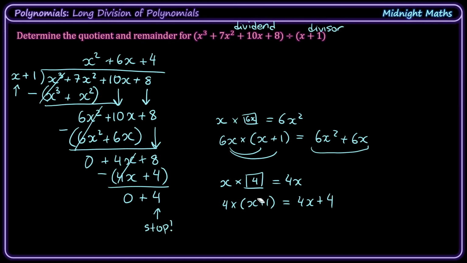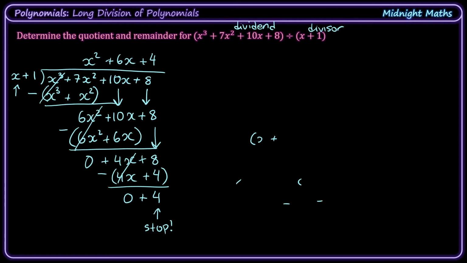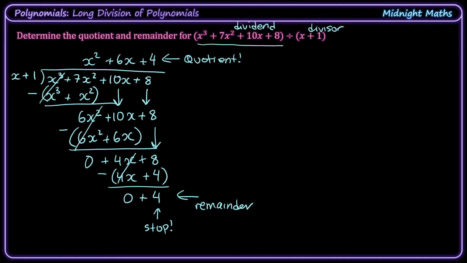Let me show you what that means. Just going to clear this up. We've stopped because we've reached a point where the divisor no longer fits into the thing that we've written here. Therefore, this is the remainder. And this is the quotient. This quotient up here is the number of whole times that the x plus 1 fits into this dividend.